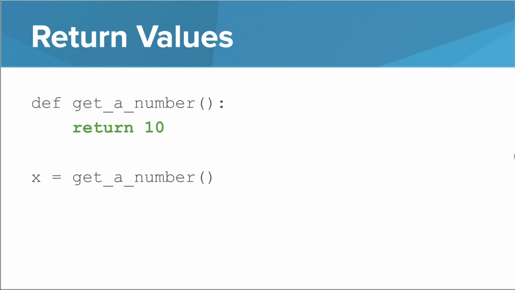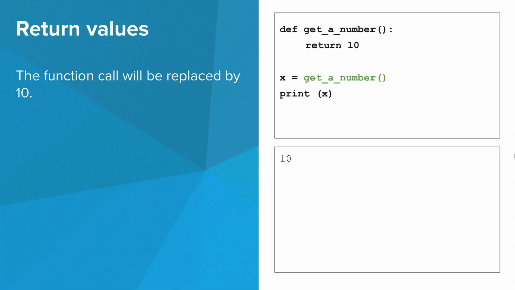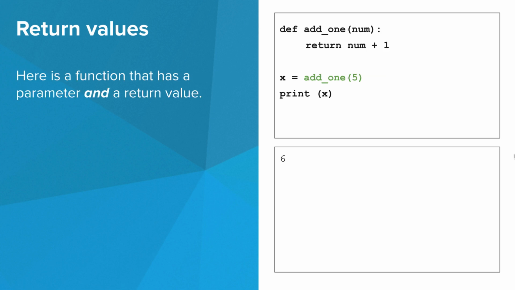When the function is called, it will run, and then the call will be replaced by the return value. After getANumber is done running, the call, highlighted in green, will be replaced by 10. This sets the value of x to 10. Here's a function that has both a parameter and a return value. In this case, the return value will always be one more than the parameter's value.